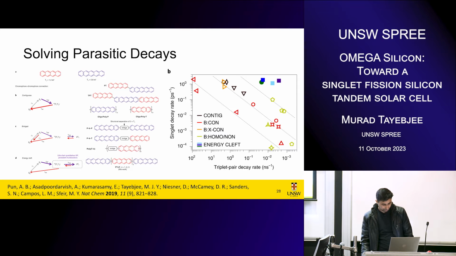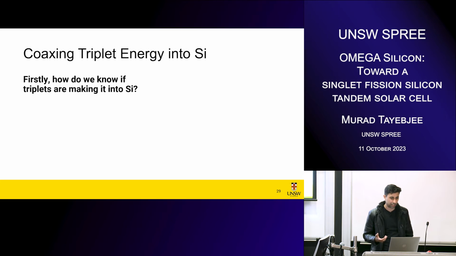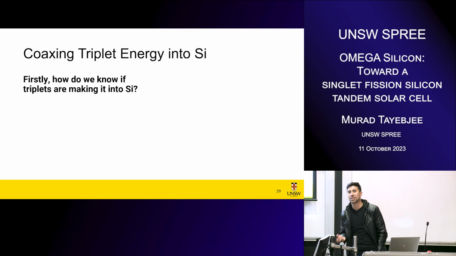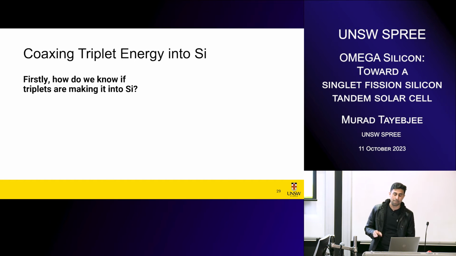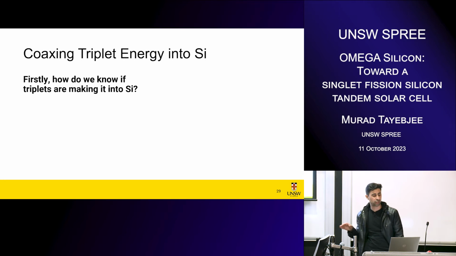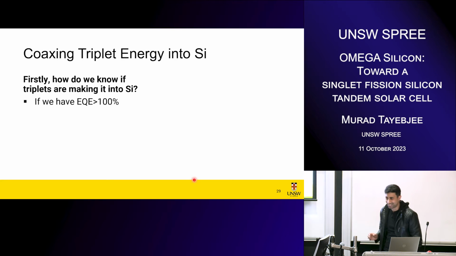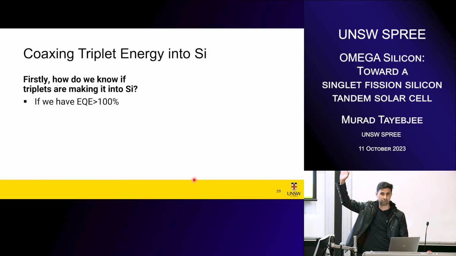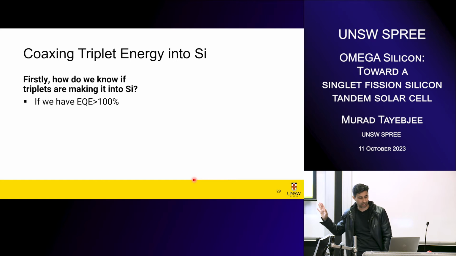The final issue is trying to coax these triplets into silicon. So how do we get that tunneling to occur? Before I get too far into that, I'm going to have to do a quick digression into how do we actually know we're getting triplets into silicon. As you may imagine, if we had something above 100%, I would have put that on an earlier slide. So that would be the best way to tell. If we have an EQE above 100%, we could say for sure we're getting multiple excitons in at this wavelength, and then that's the end of our job.